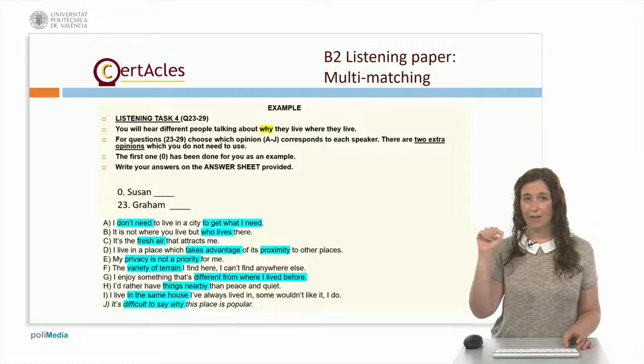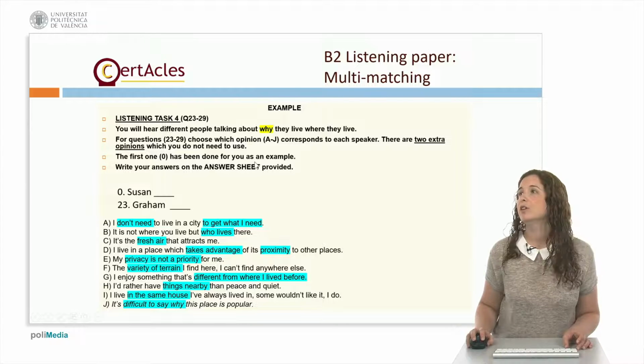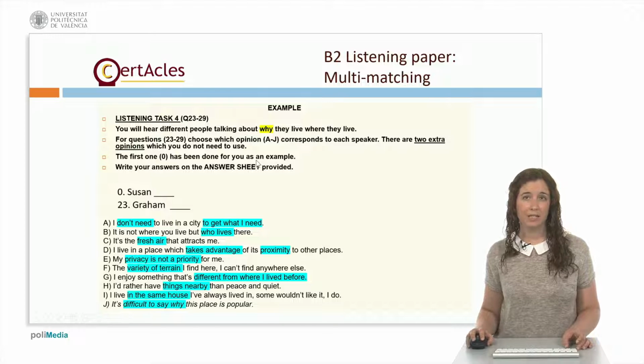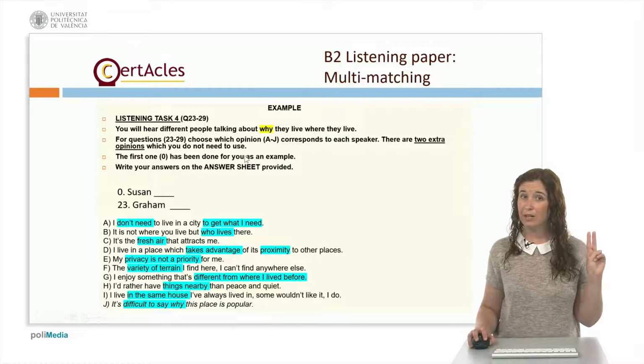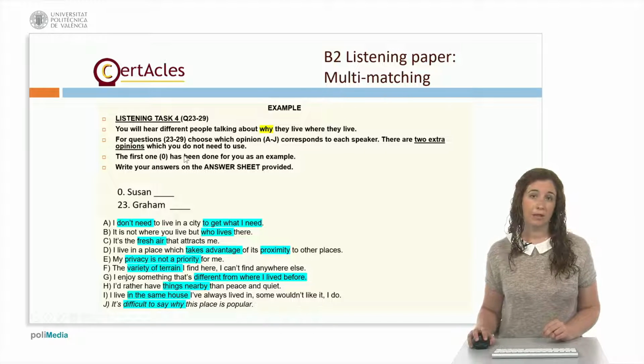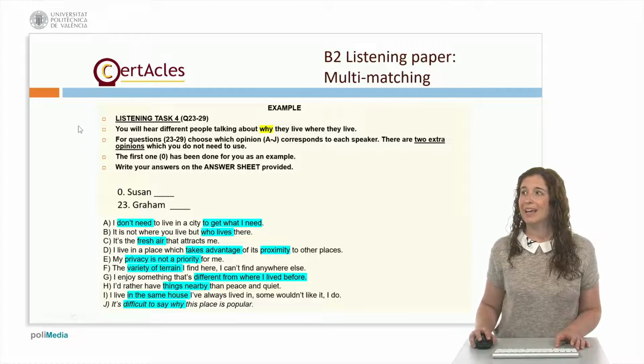As you can see, I have underlined the word why. It's important to underline keywords in the instructions. Then you have for questions 23 to 29, choose which opinion A to J corresponds to each speaker. And there are two extra opinions in this case you don't need to use. Okay, the first one, 0, has been done for you as an example. In each task you always have the 0 item, which is an example for you.